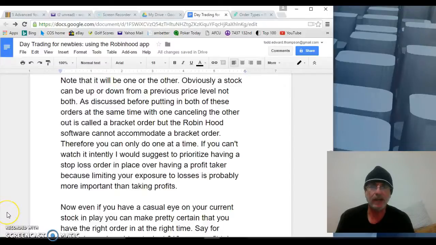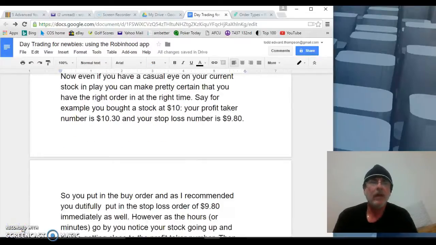If you can't watch it intently, I would suggest prioritizing having a stop loss order in place over having a profit taker or a limit order, because limiting your exposure to losses is probably more important than taking profits. Even if you have a casual eye on your current stock in play, you can make pretty certain that you have the right order in at the right time.